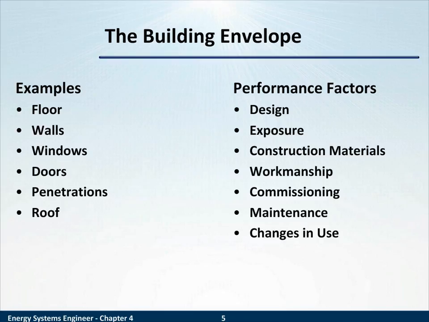Also, performance of the building envelope is impacted by the materials they're constructed of. You can imagine an aluminum frame with a higher thermal conductivity will conduct heat from the outside to the inside more than a wood frame or a vinyl frame. Of course, the workmanship and the quality of the component affects the performance.